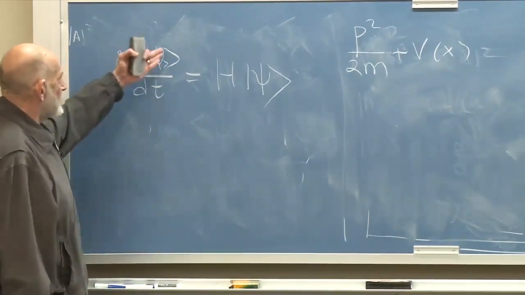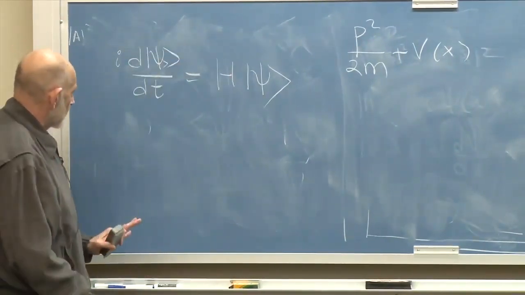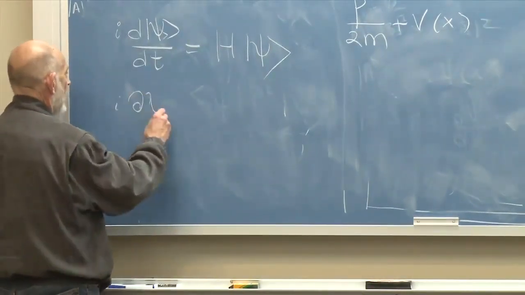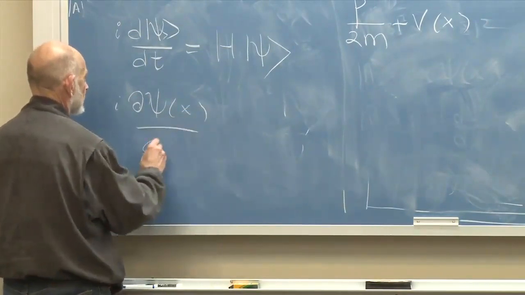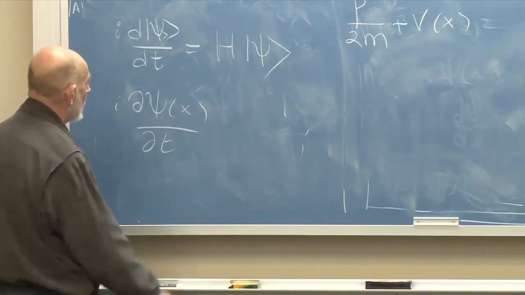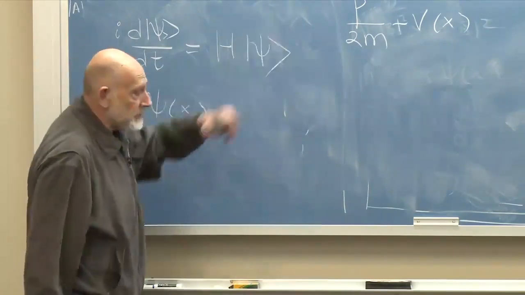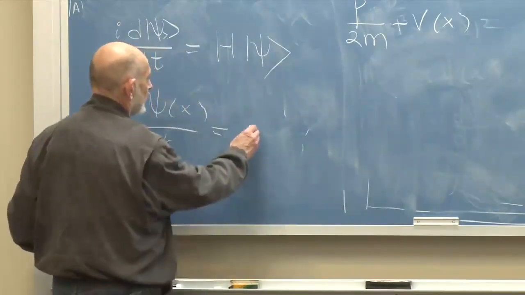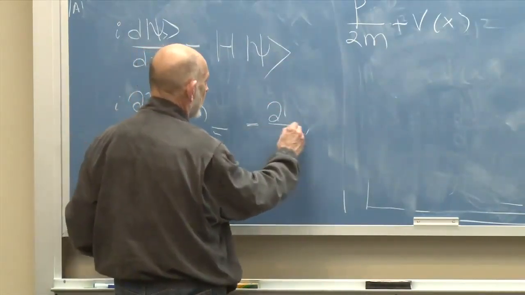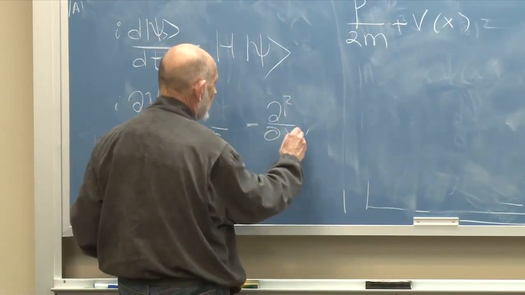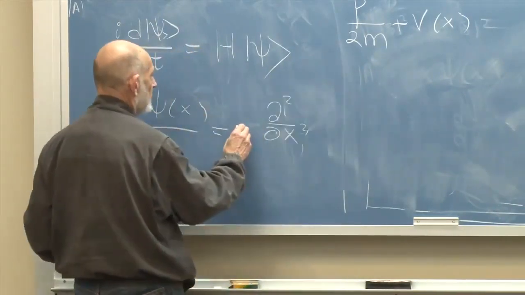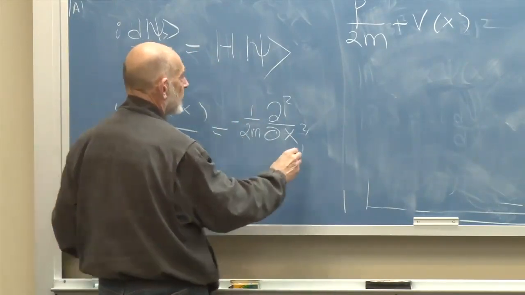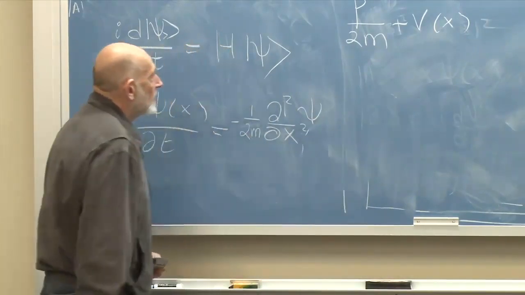Instead of working with abstract ket vectors, we can work with wave functions. And what this equation would say would be i d psi of x by dt is equal, now, p squared, what is p? P is minus i d by dx. P squared is minus d by dx squared, or d second by dx squared. There's a 1 over 2m, minus 1 over 2m times psi. But what is v of x?